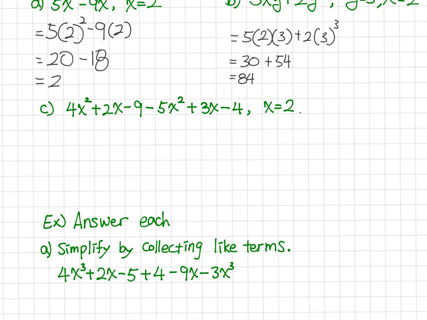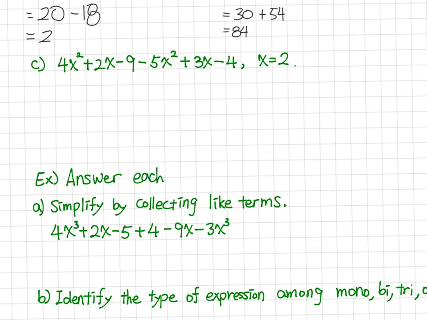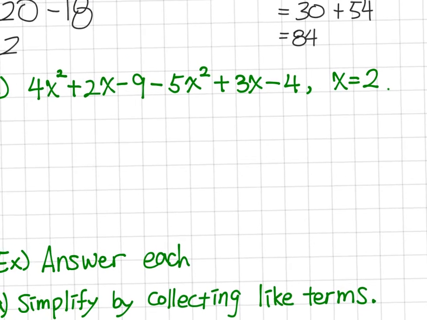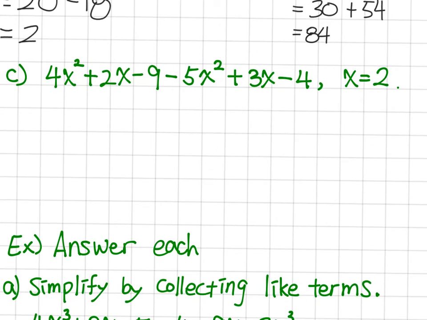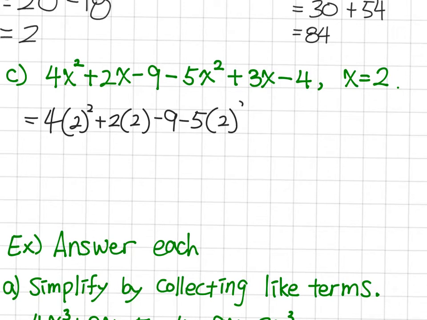Now I'm pretty sure you can do this on your own, but let's do it all together. So in this case, we have x equals 2. So everything with the x will be replaced by 2. So this becomes 2 squared plus 2 times 2 minus 9 minus 5, and then 2 squared plus 3 times 2, and then minus 4. Now remember, I am basically replacing the x's with 2. So make sure you put brackets around the number that you're putting in.